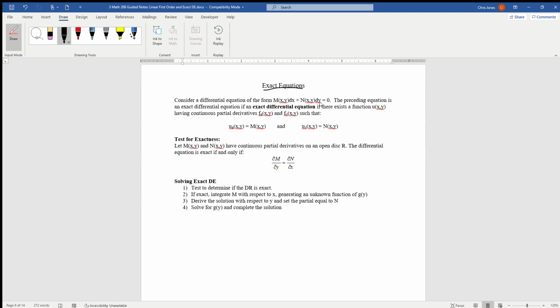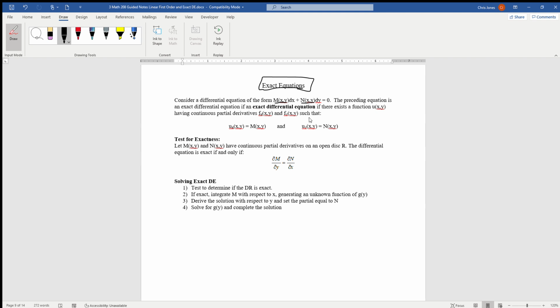Exact equations are set equal to 0, and you have a function of x y times dx, plus a function of x y times dy. If you were to take the partial derivatives of this M with respect to y and this N with respect to x, and they equal one another, that is an exact equation. So we're going to test first. We're going to find some partials.